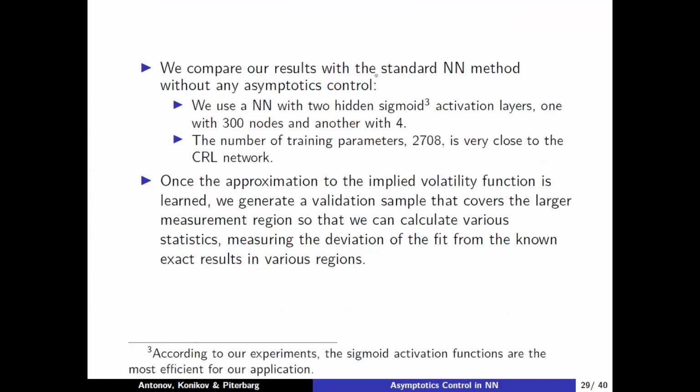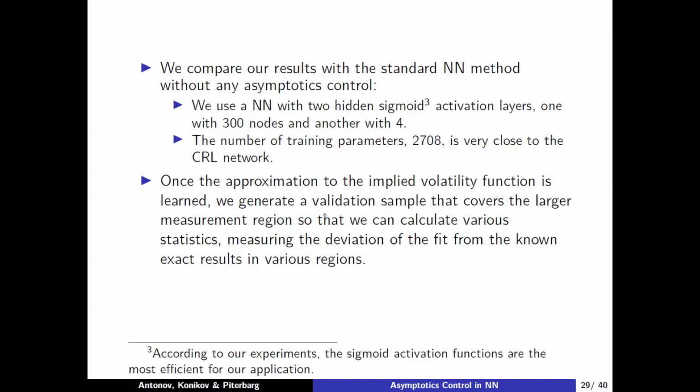So we compare our results with the standard neural network. You know, it's 3 layers, 3 activation layers with sigmoid activation functions, and with a certain number of nodes such that the number of parameters is 2,700, so very close to this neural network.